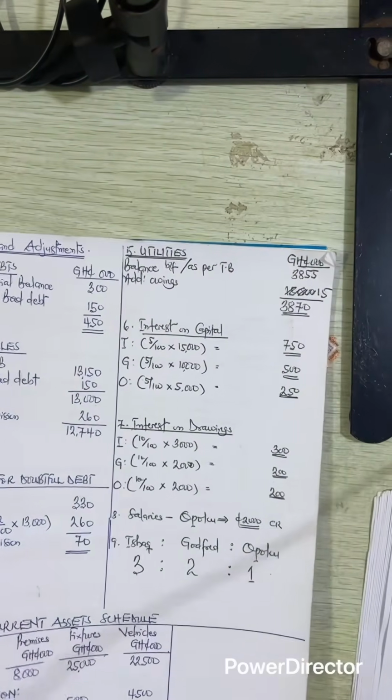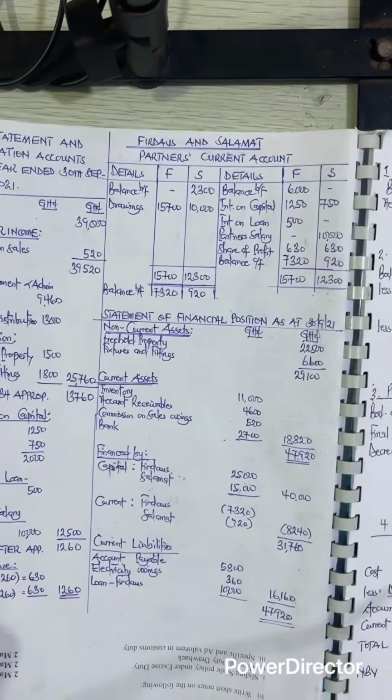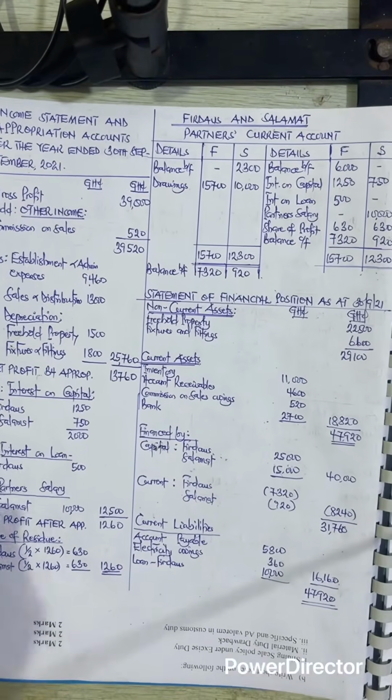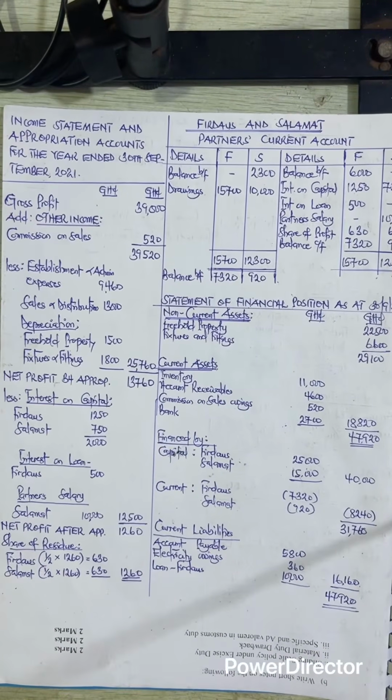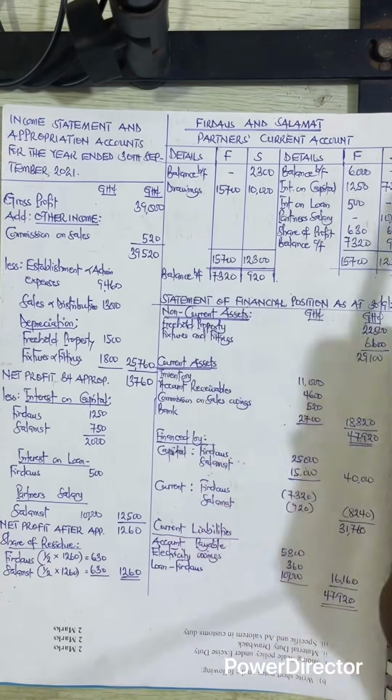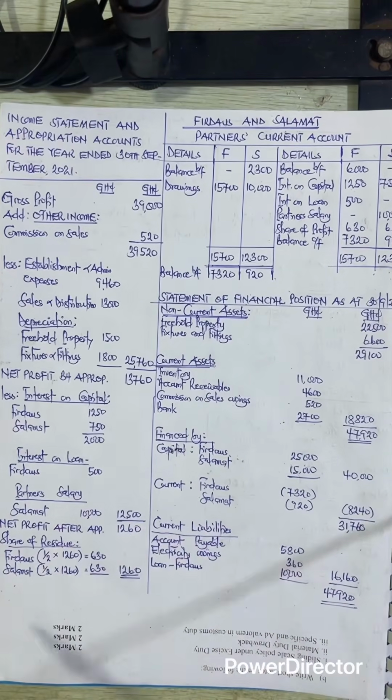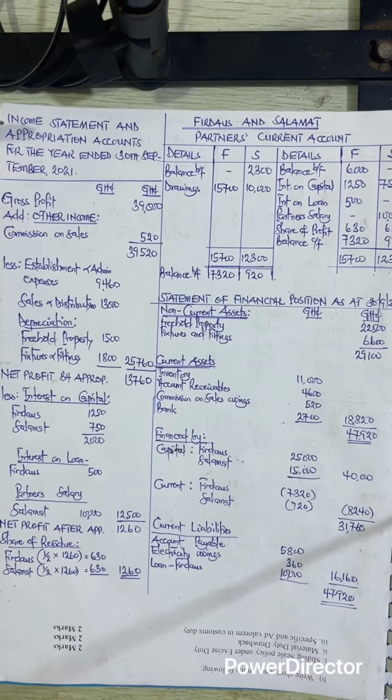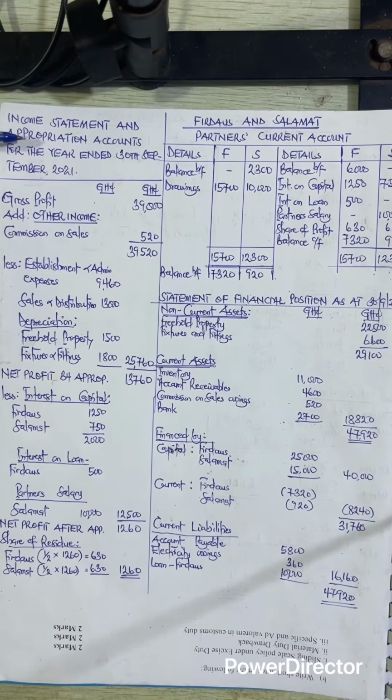Good. So let's take a look at the main statement. So income statement. First of all, you write Firdaus and Salamat. You look at their income statement and appropriation accounts for the year ended 30th September 2021. The gross profit was being given to us already.